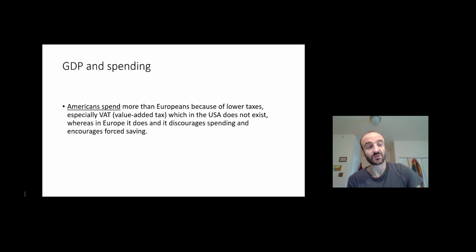So that's one of the main points here: European consumer goods, because of higher taxes, are usually more expensive. So Europeans save greater parts of their income than they spend. This has historically been the case for the last couple of decades, if not longer.